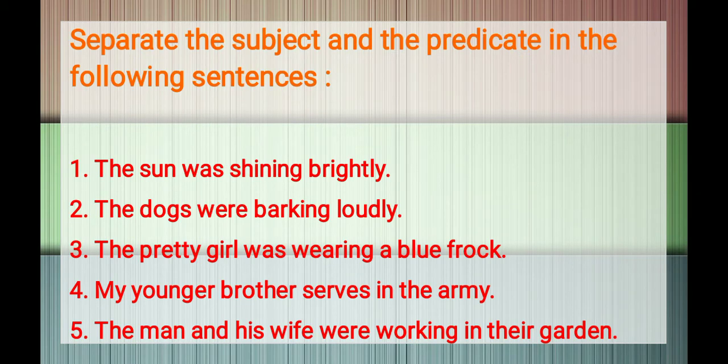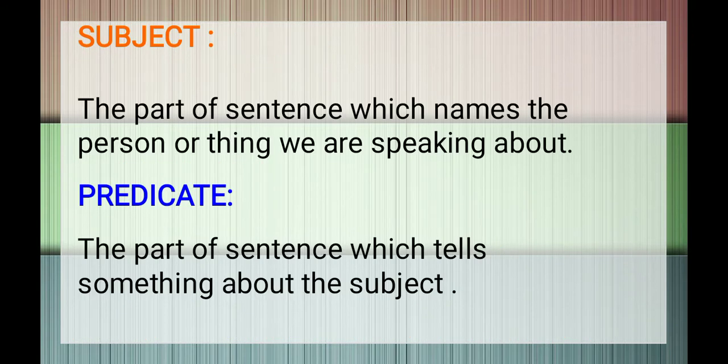In next exercise, you have to separate the subject and the predicate in the following sentences. Again, 5 sentences are given and you have to separate the subject and the predicate. First sentence is, the sun was shining brightly. Now we have to recall what is subject and what is predicate. Are you able to recall? Or I will help you. Okay, I will help you. Let's see what is subject and what is predicate.